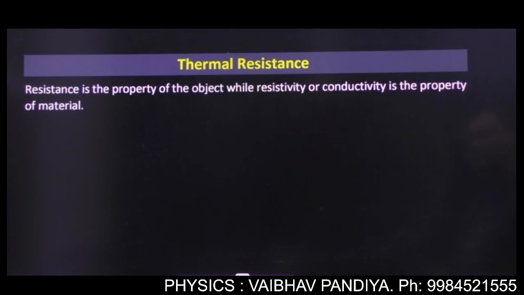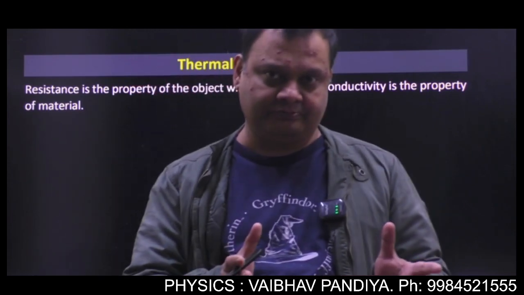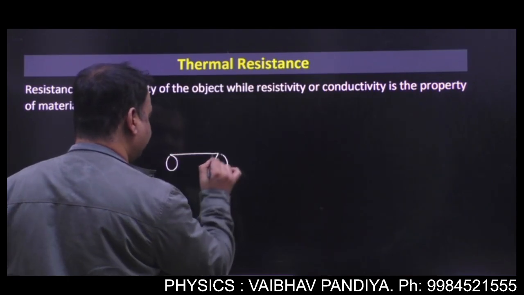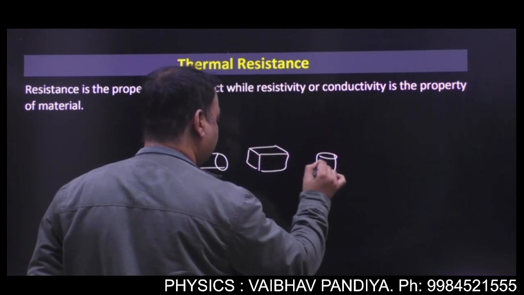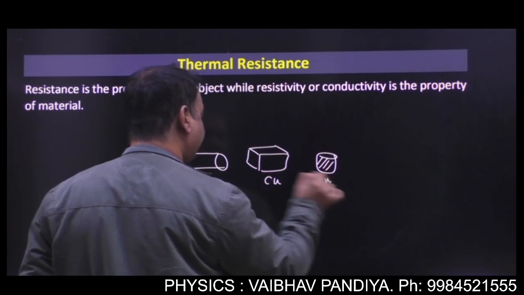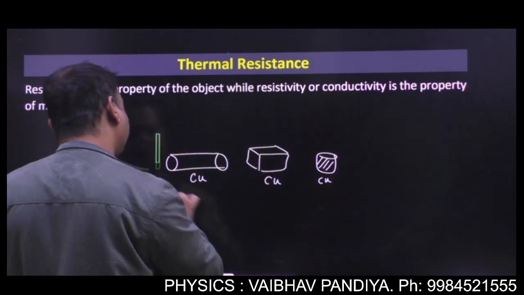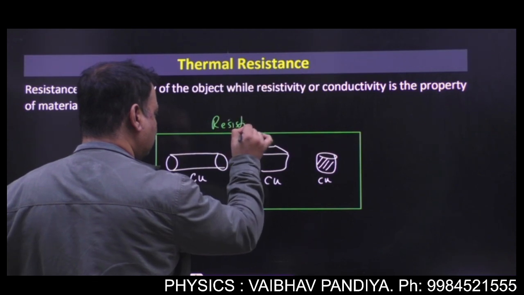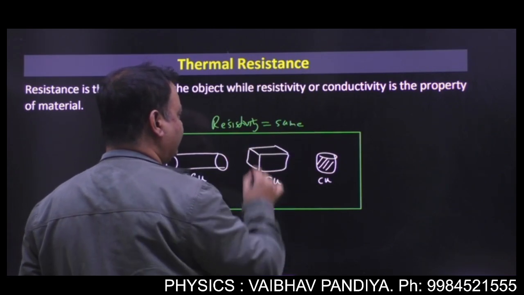Now let's see what is the thermal resistance. You know, resistance is the property of the object and resistivity is the property of the material. So what it means, if you have different pieces of copper, say a rod of copper, a block of copper, a container of copper, you can see the material is the same, isn't it? All have the same material. So when all have the same material, your resistivity will be the same, because resistivity is the property of the material.